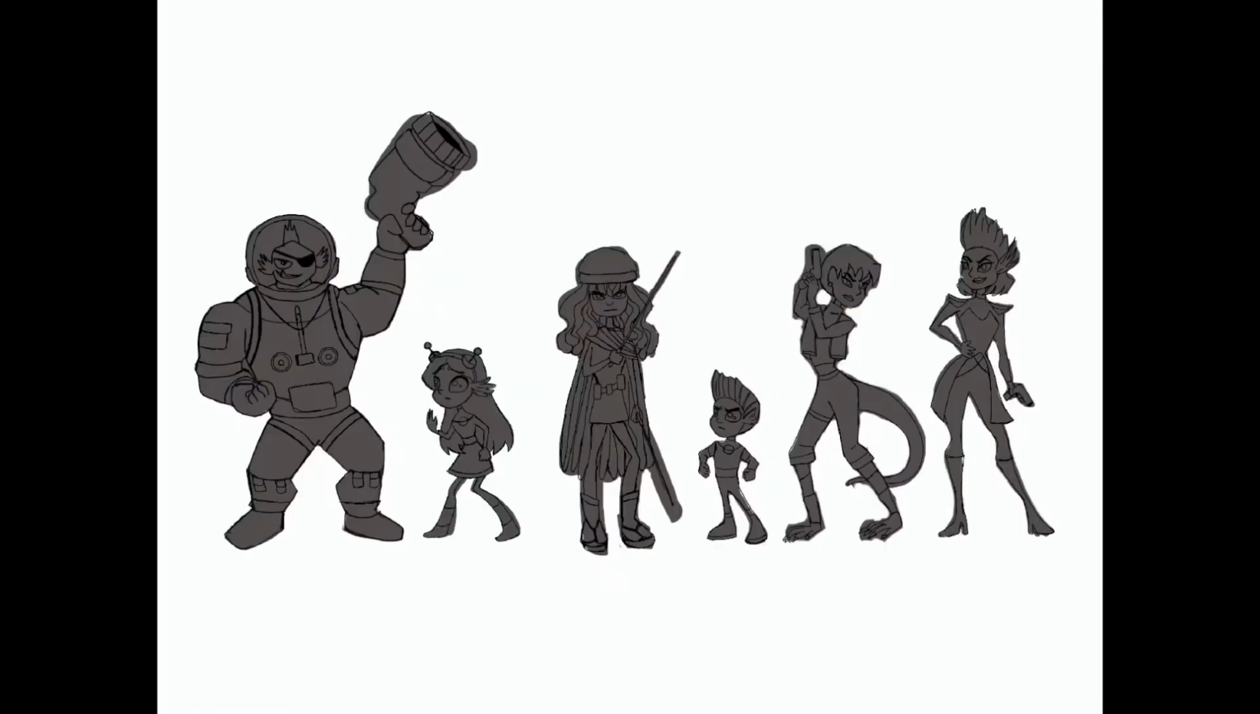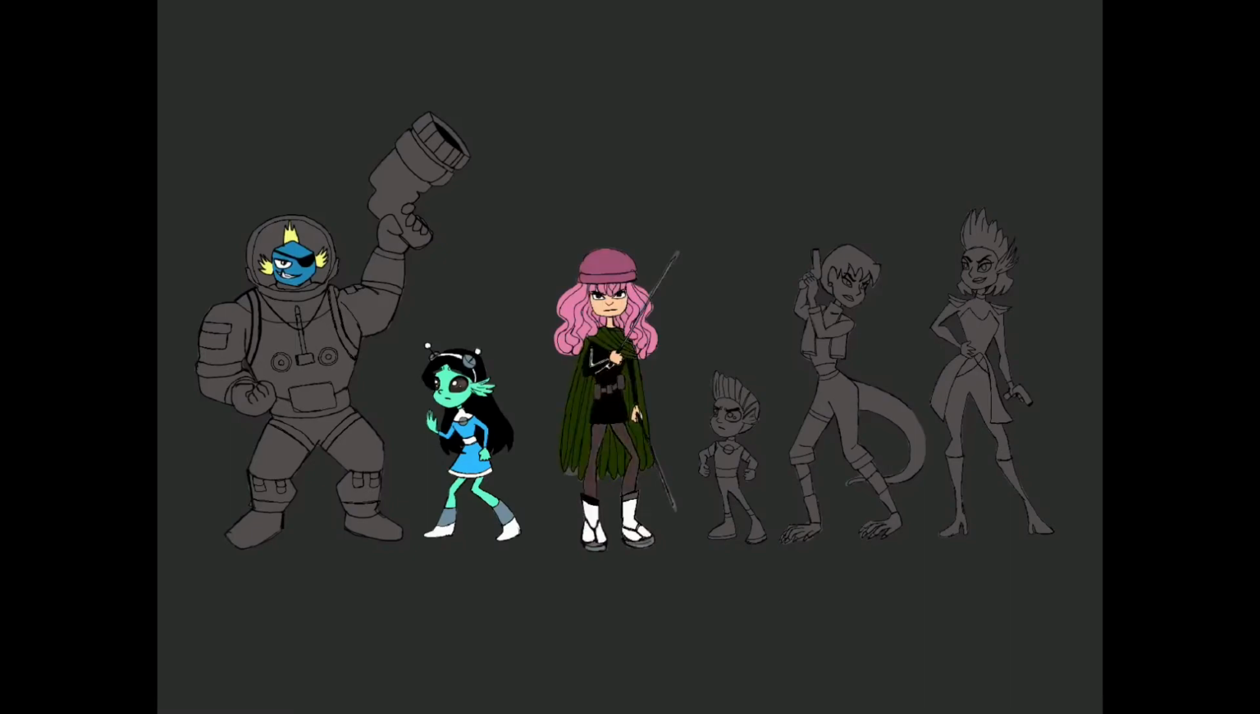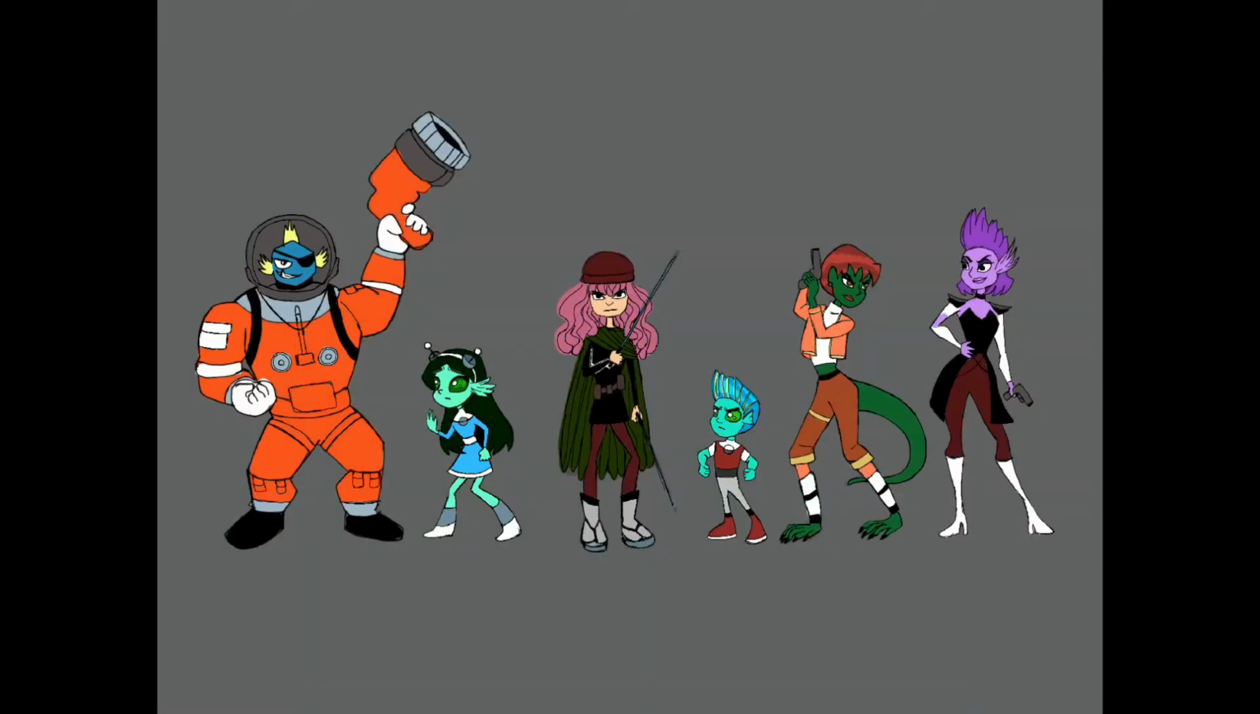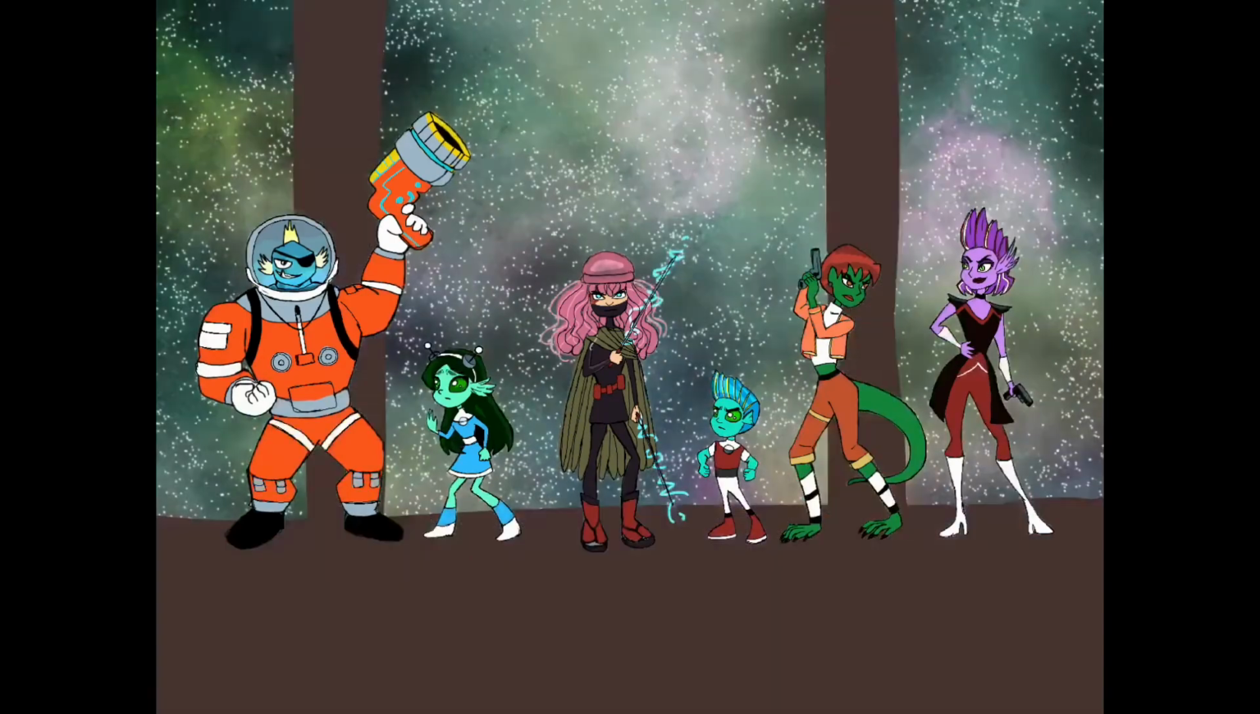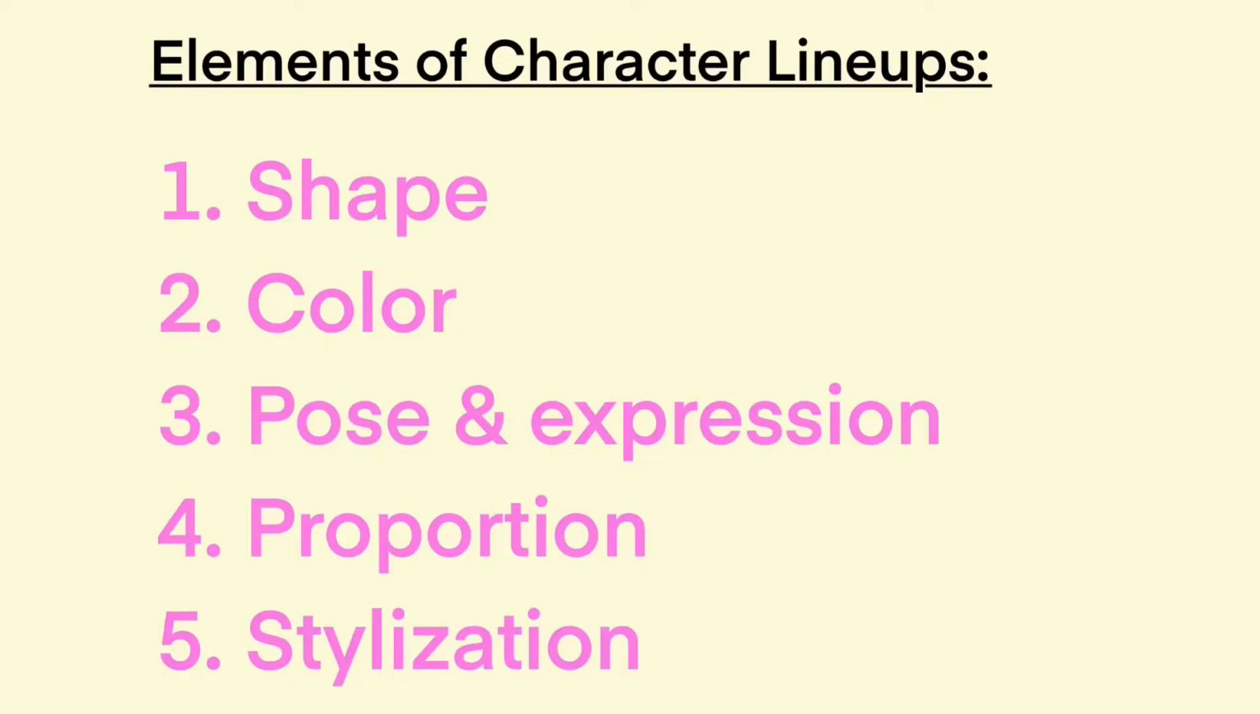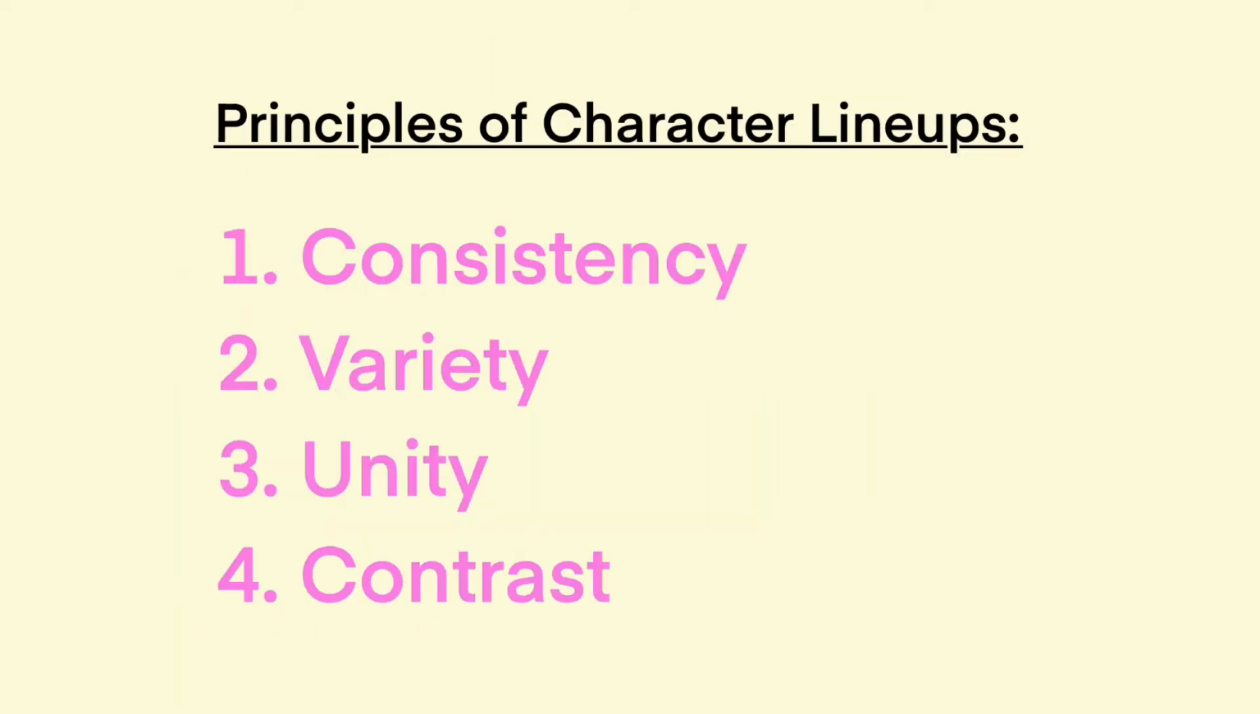This is one of the character design lineups that I've done recently, and there are a couple of things that I want to point out that helped me to make it. The most important elements of character lineups are shape, color, pose and expression, proportion, and stylization. These elements help to make up the principles of consistency, variety, unity, and contrast for character lineups. I'm going to show you two other character lineups that I made to break down this process a little bit more clearly.